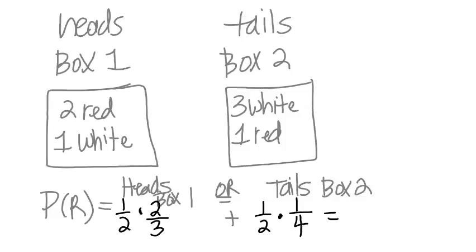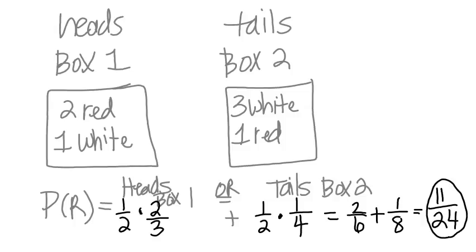So we have 1/2 times 2/3, which is going to give us 2/6, plus 1/2 times 1/4, which is going to give us 1/8. And when we add those two together, we have to get like denominators. If you have a fancy calculator that will do fractions for you, 2/6 plus 1/8, and you can put it in correctly, you will get 11/24. That's our probability of picking a red marble.